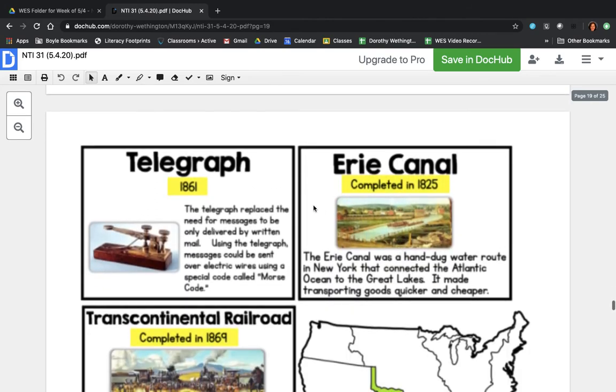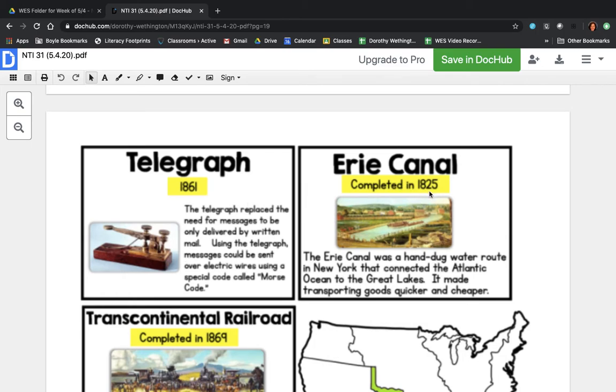The telegraph in 1861. The telegraph replaced the need for messages to be only delivered by written mail. Using the telegraph, messages could be sent over electric wires using a special code called Morse code.